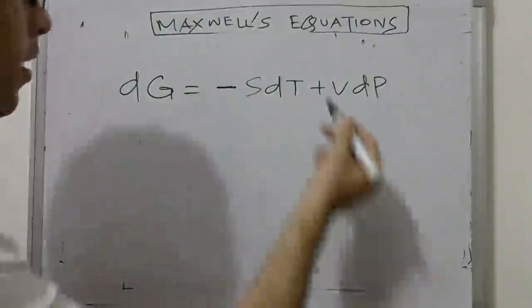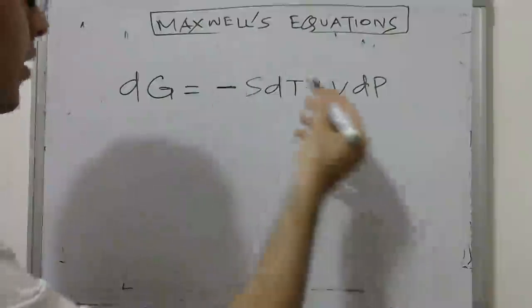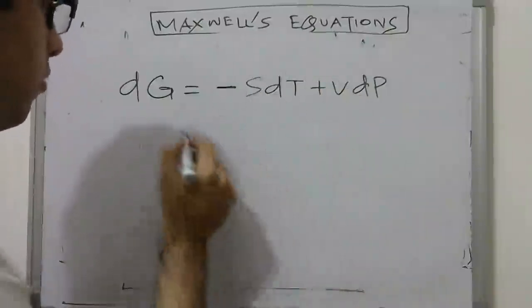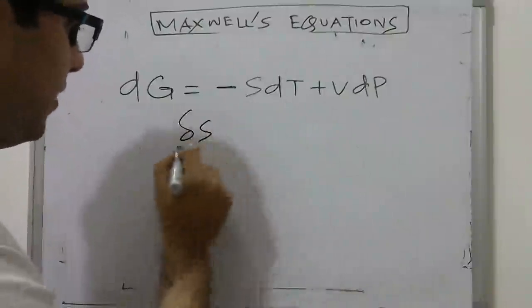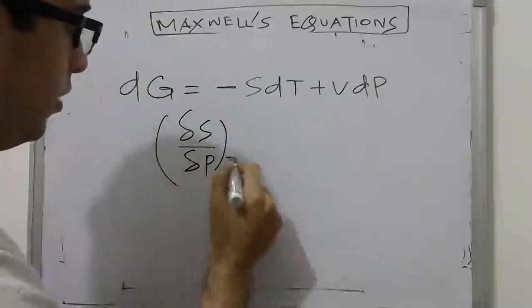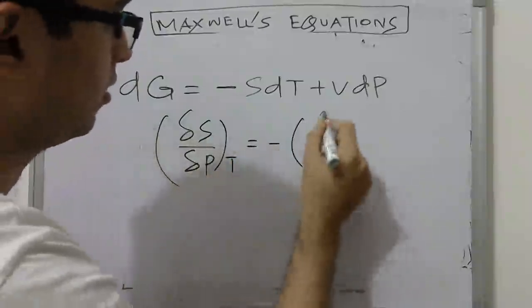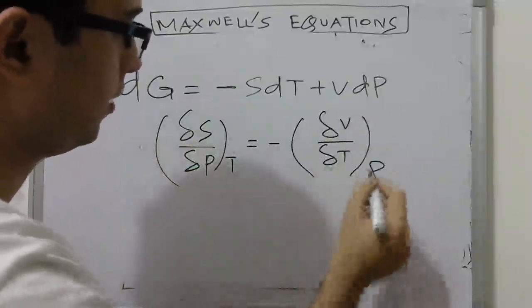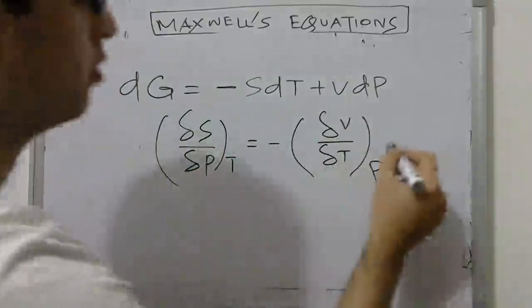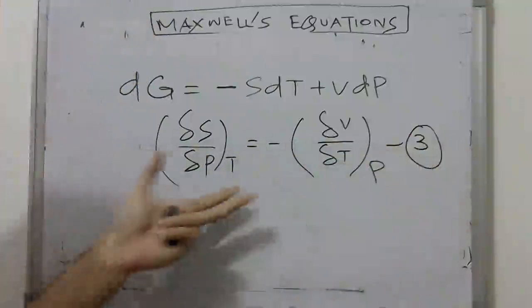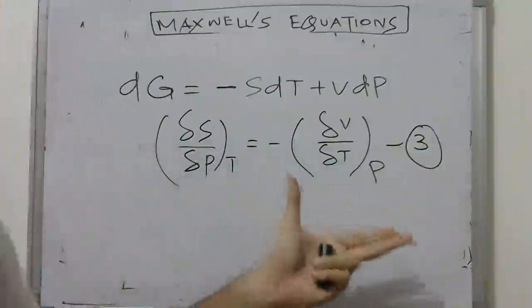So if I again apply the Maxwell's rule, L dx plus M dy, so how it will be? Here L is minus S, so I can just write del S del P at constant T is minus del V del T at constant P. So this is the third equation. That's the third Maxwell's equation, right? The third Maxwell's equation.